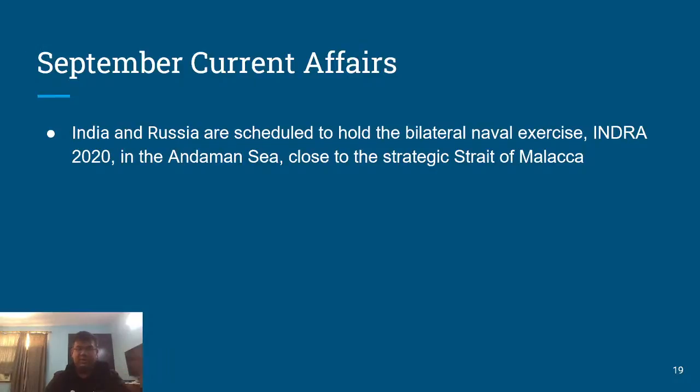so India and Russia, these two countries are scheduled to hold a bilateral naval exercise, which we know as Indra. Indra is something these two countries hold periodically, almost every year. If you notice this short form, Indra, IND stands for India and RA stands for Russia. That's how it basically works. And this will be held in the Andaman Sea, close to the Strait of Malacca. I'm not sure if you're aware where the Strait of Malacca is. It's actually a very significant place.